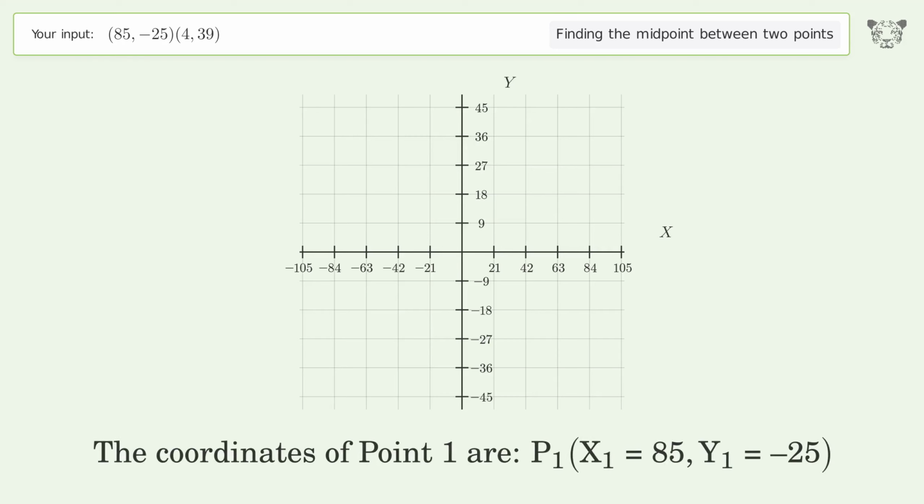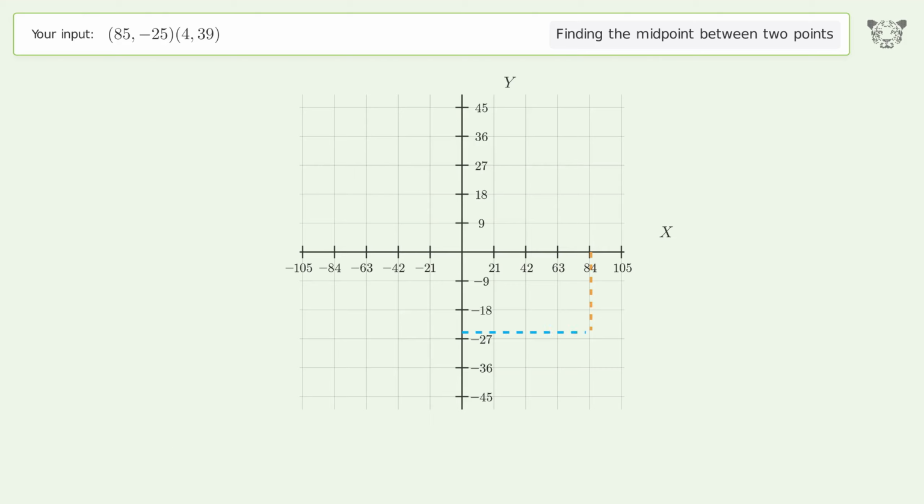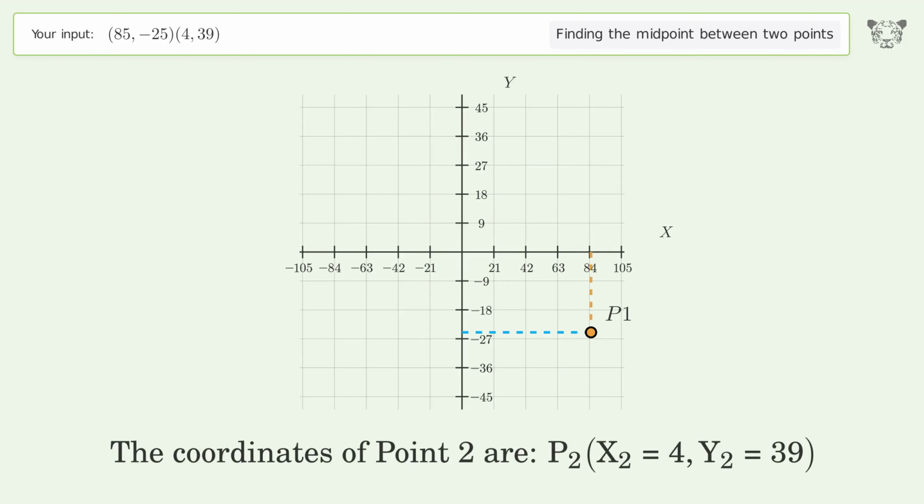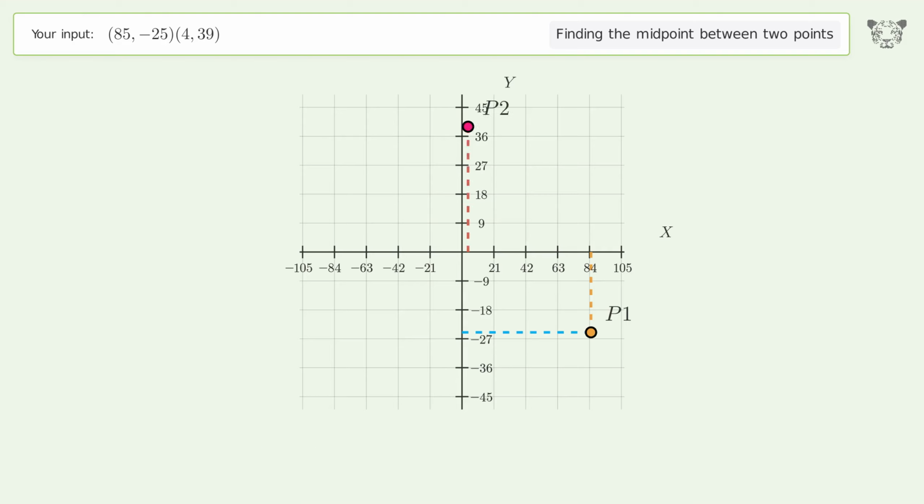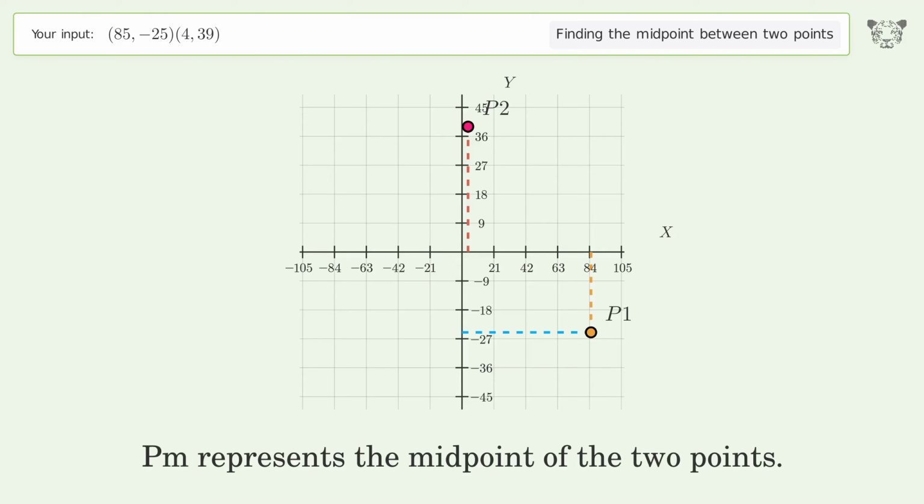The coordinates of point 1 are, x1 equals 85, y1 equals -25. The coordinates of point 2 are, x2 equals 4, y2 equals 39. PM represents the midpoint of the 2 points.